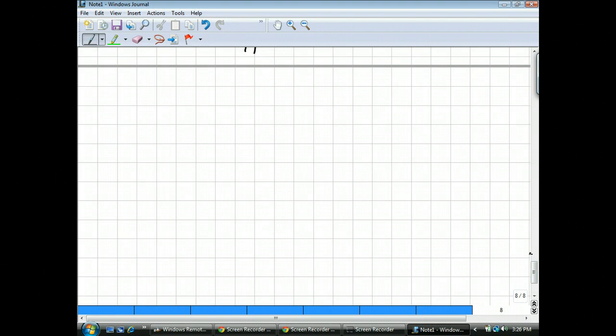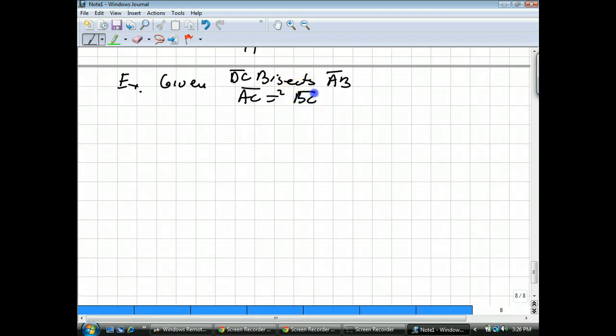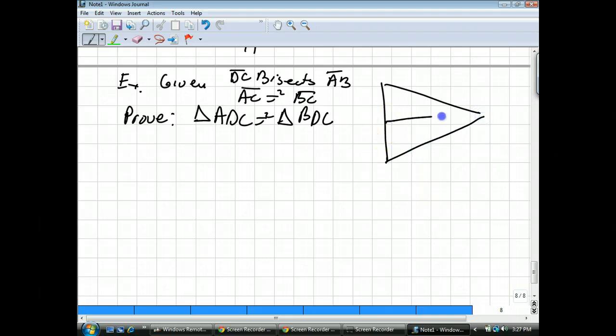Okay. So let's do another example with a proof. So given that segment DC bisects segment AB, and that AC is congruent to BC. Prove that triangle ADC is congruent to triangle BDC. And our picture looks like this. This is A, this is D, this is B, this is C.